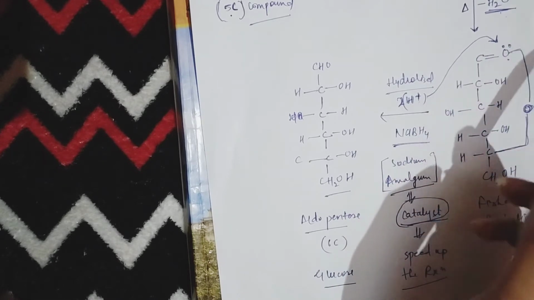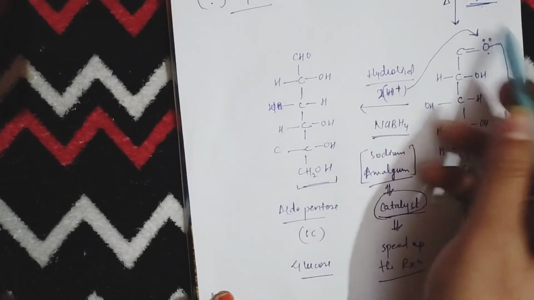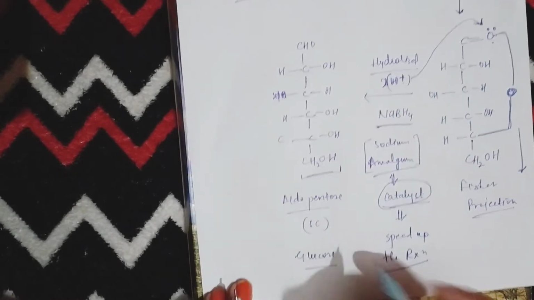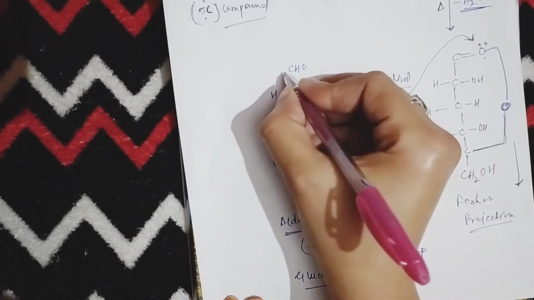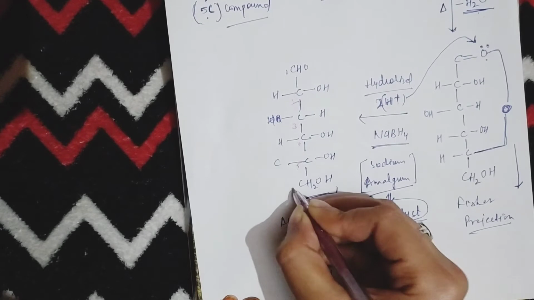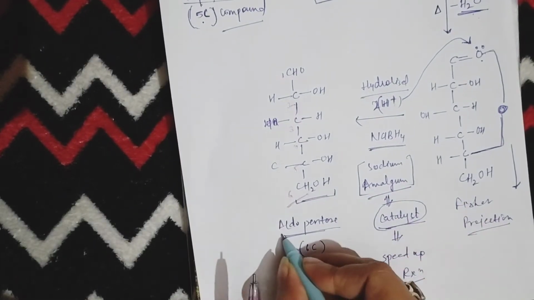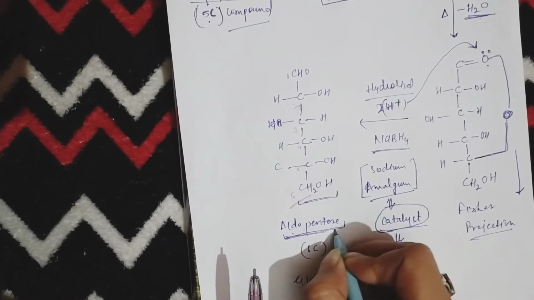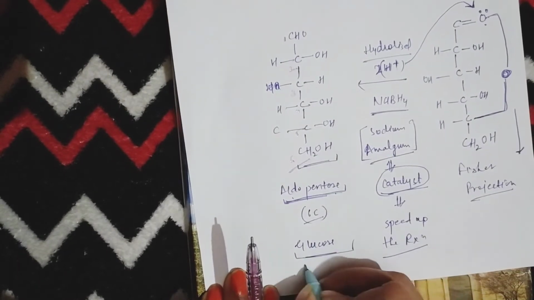After reduction is done, then we get our final product, that is L-aldohexose. You can see that there is 1, 2, 3, 4, 5, 6. There is a 6 carbon chain. That is aldohexose, 6 carbon. This is known as glucose also.